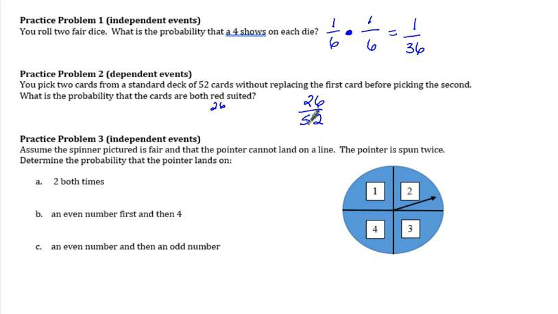So what's the probability of pulling a red and then another red if I don't put the card back? Well, if I don't put the card back, I only have 51 in the deck. Now, if I pulled a red on the first try, there's only 25 reds left to pick from. So pulling a red and then pulling another red in this dependent event, if you multiply those out, you could reduce that down to 25 over 102, or it's approximately 25% if you run that through your calculator.